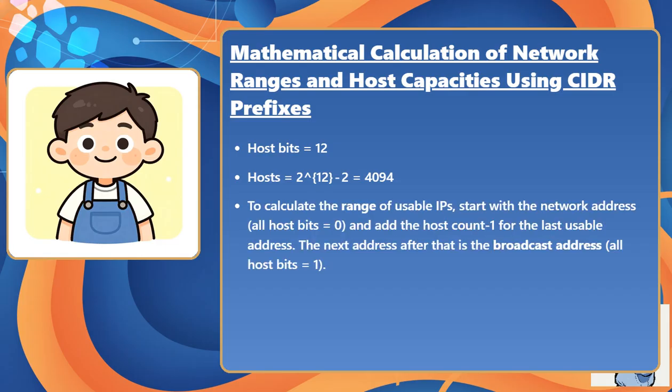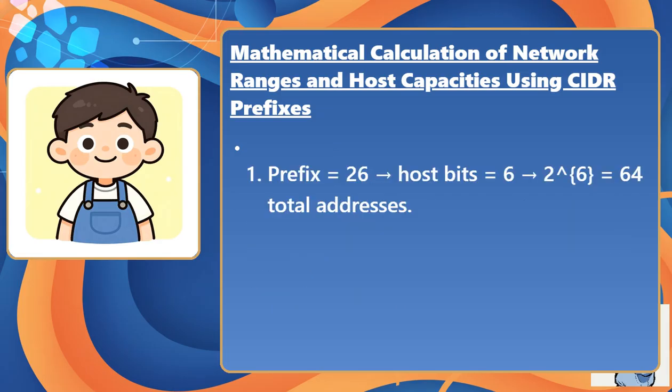To calculate the range of usable IPs, start with the network address, all host bits equal 0, and add the host count minus 1 for the last usable address. The next address after that is the broadcast address, all host bits equal 1. Step by step for 192.168.5.0/26: prefix equals 26, host bits equals 6, 2 to the power of 6 equals 64 total addresses.